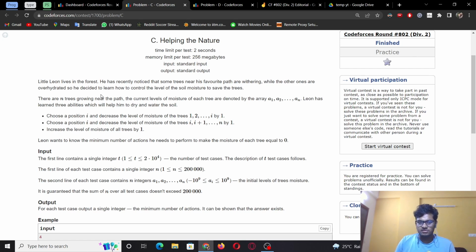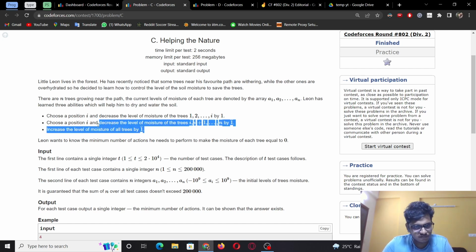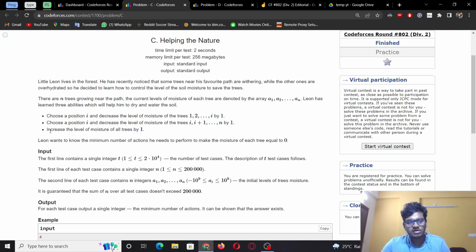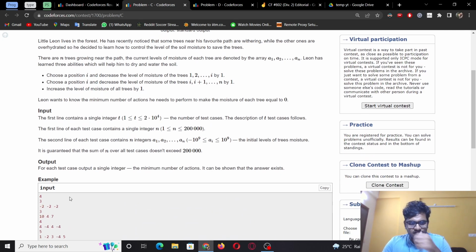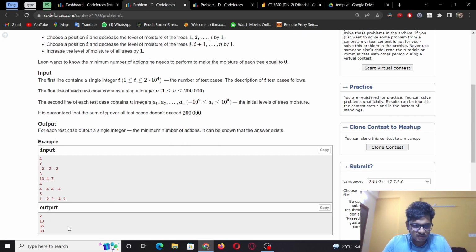There are n trees in the forest, and Leon can either increase the moisture of all trees by one, or he knows that there are trees from 1 to I, he can decrease their moisture by 1, or he can decrease the moisture of I plus 1 to n by 1. Then we have been given these sample test cases and the output, and we need to output just the minimum number of steps that he has to take.